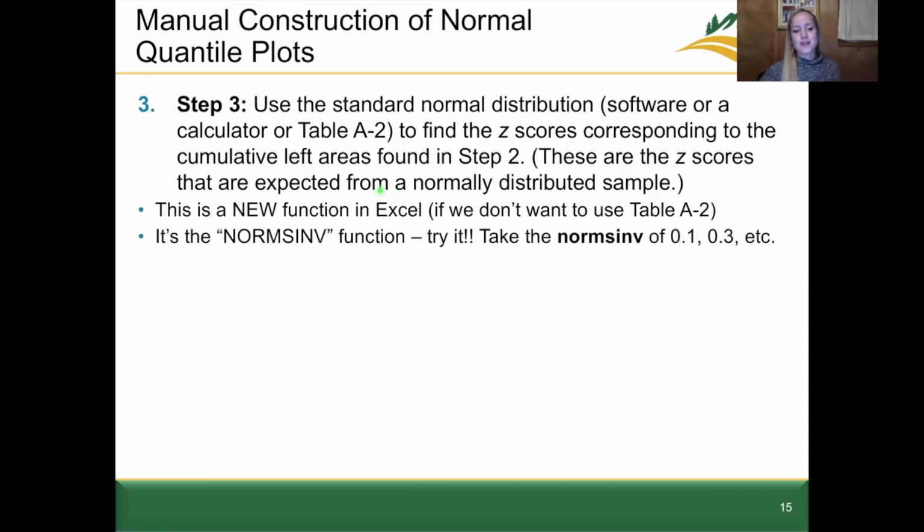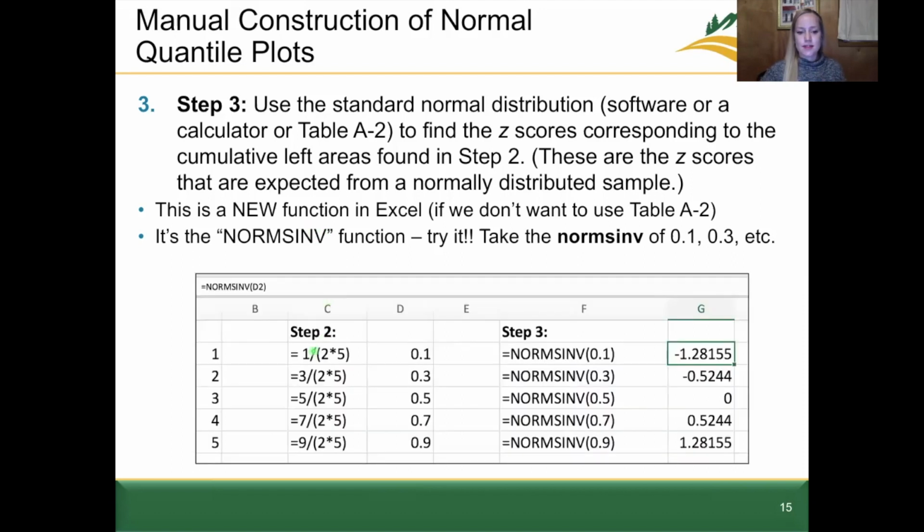So let's see what this new function is. This new function is NORMSINV. It's basically standardized normal distribution. It's another inverse function. Let me show you how to use it. So here on the left, we have our sample data. Here in step 2, we took 1 over 2 times n, 3 over 2 times n, and so on. We got these values here from step 2.